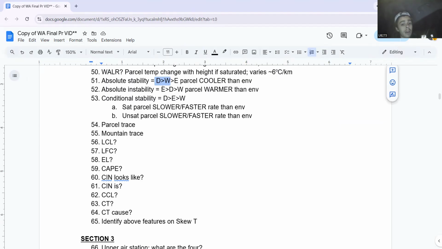Absolute instability is if instead the lapse rates of the parcel are lower than the environment, which would mean they're cooling less quickly than the environment, which means they're going to be warmer than the environment, which means they'll rise, which means it's unstable. Conditional stability is if the lapse rate of the parcel is on either side of the environment, which means sometimes. As you can see in this case, for the dry adiabat, stable; wet, unstable.